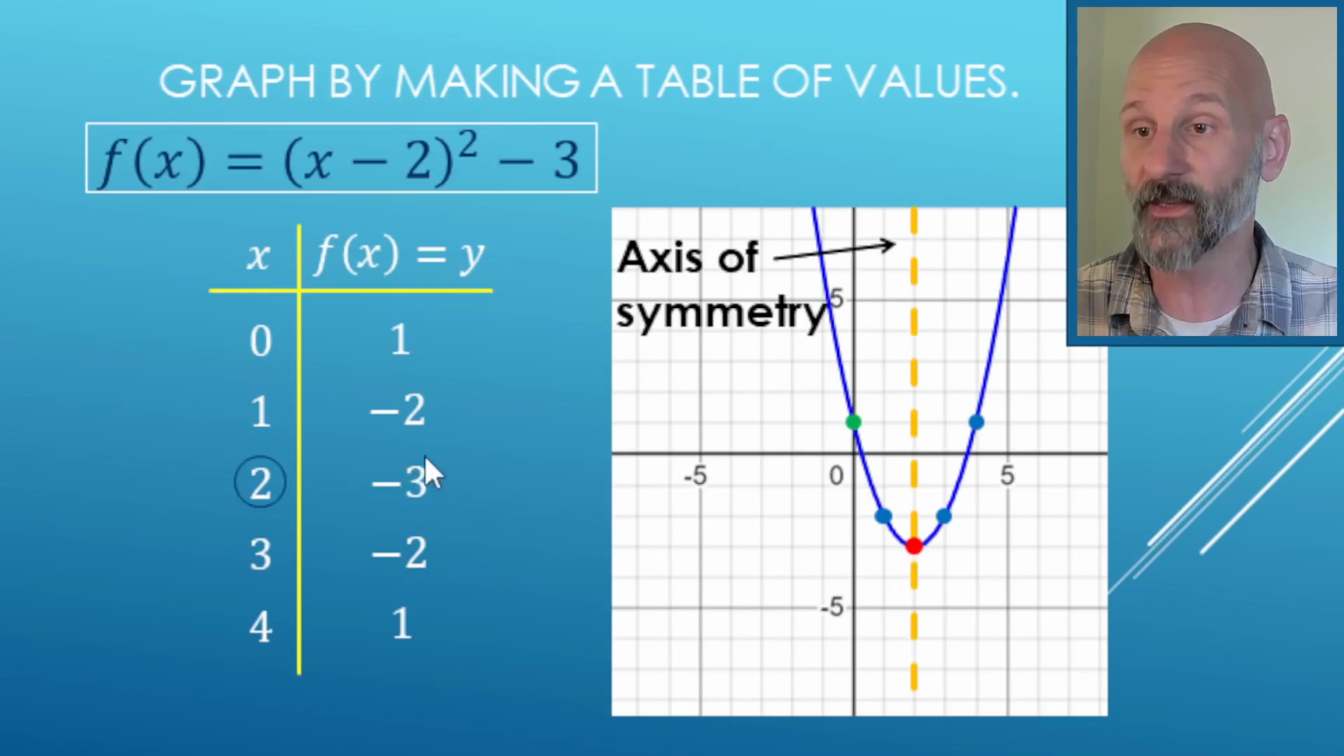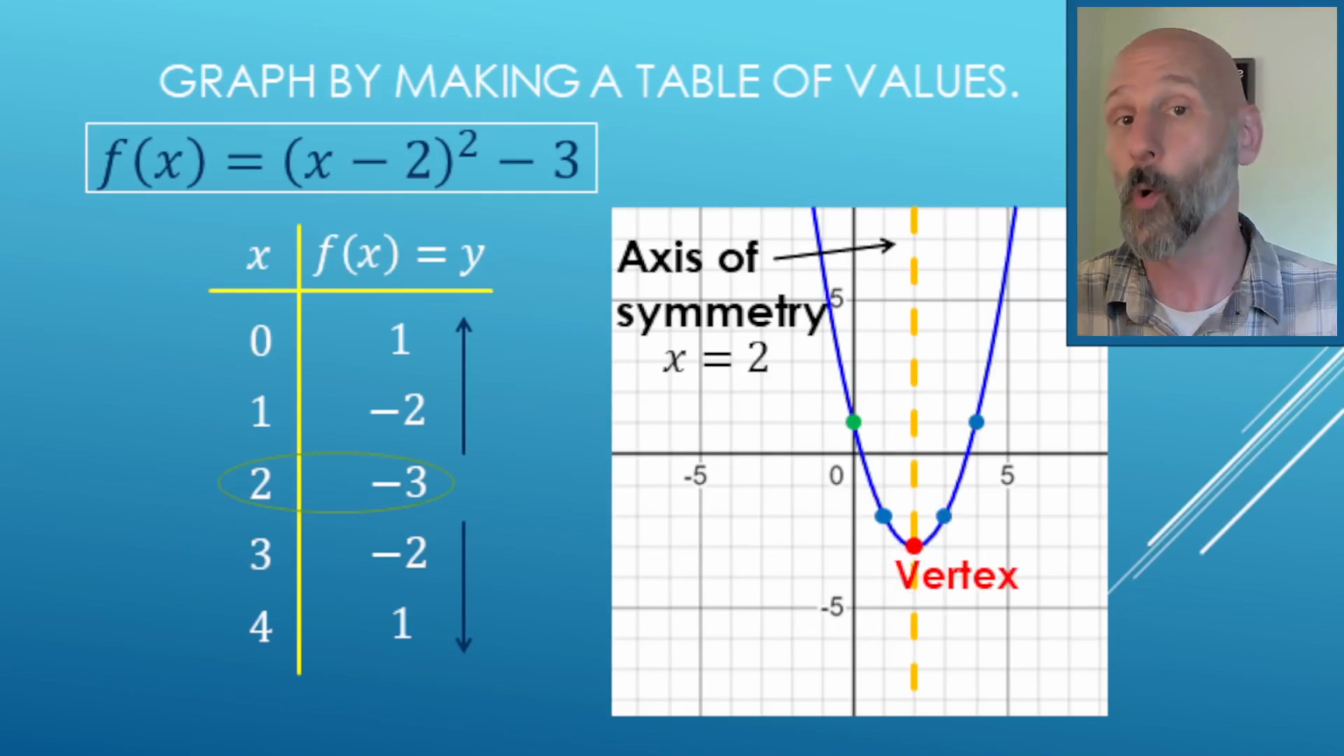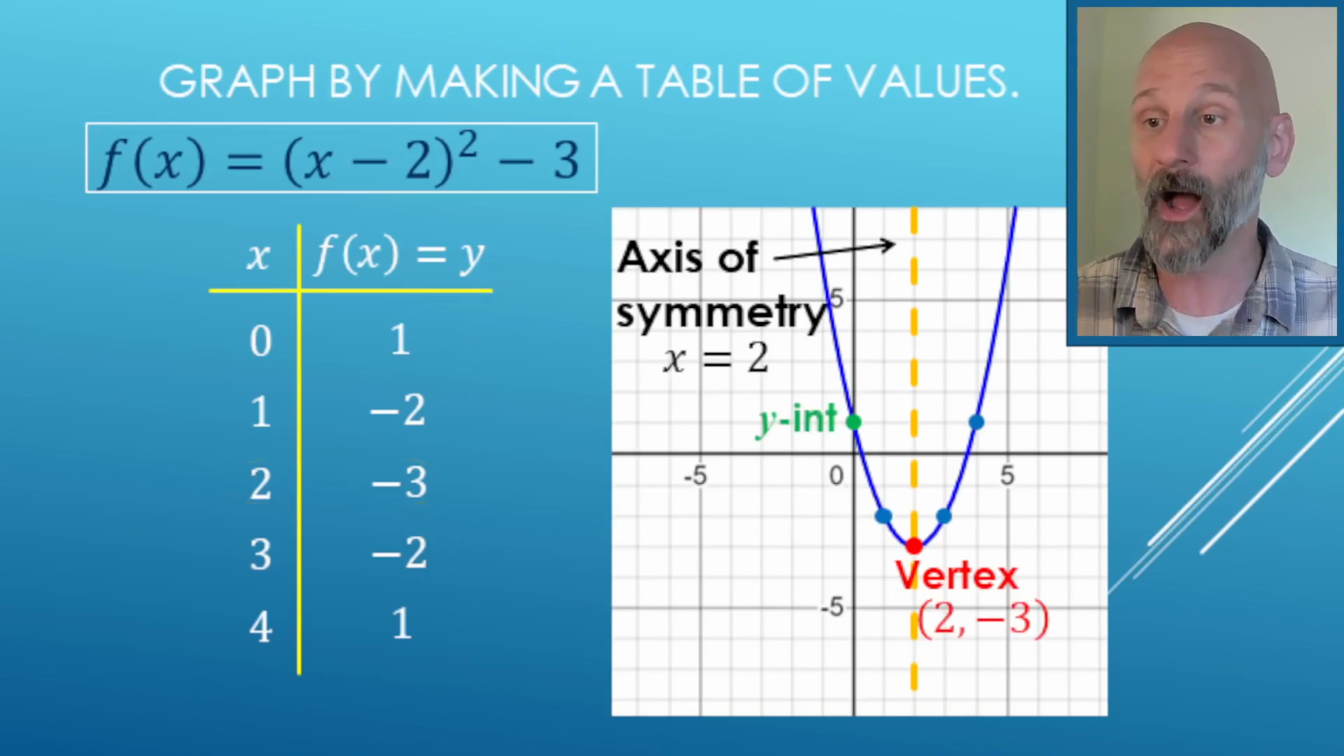You can see that on the table because we have numbers going up and going down that are repeated. Negative 2 and 1, negative 2 and 1 going up versus going down. That's going to be your axis of symmetry right there where x is 2. Also going to be where your vertex is, right? This point here, 2, negative 3, that's your vertex shown at the very bottom or the very top of a parabola. And then you also have a y-intercept.